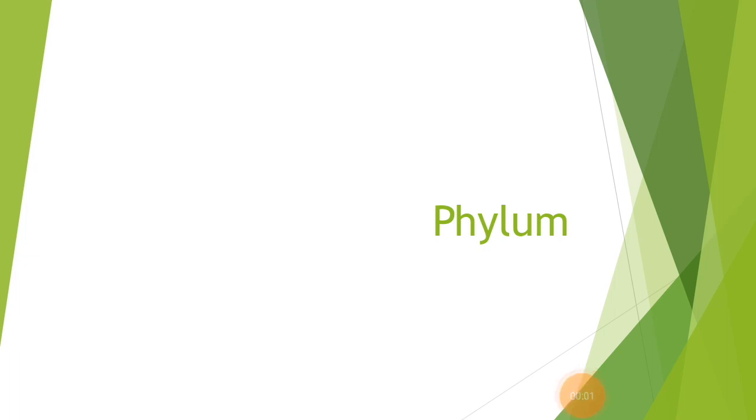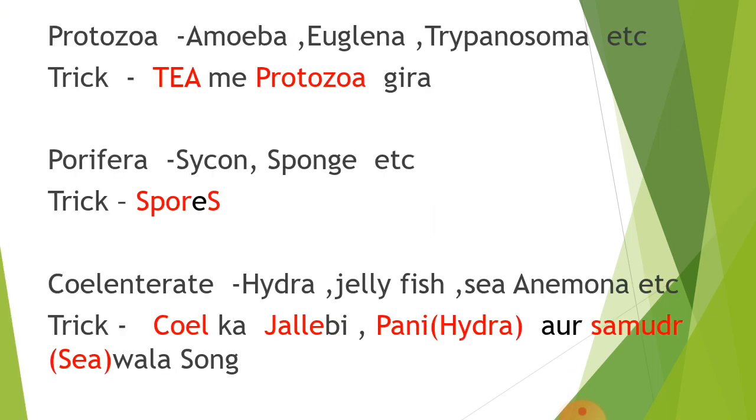Hello everyone. In this video lecture, we'll see all the tricks of phylums. So let's begin with the first. First one is Protozoa, and the species that come under Protozoa are Amoeba, Euglena, Trypanosoma, etc.